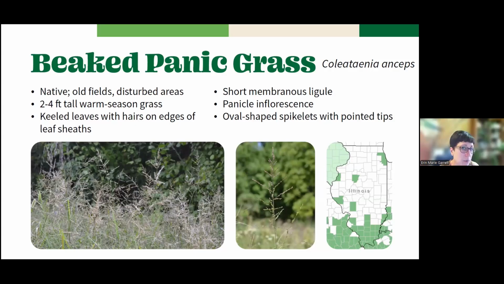And this one has a characteristic we haven't talked about yet. It has what we call a keeled leaf. And that essentially means that, and I think I'm referring to the sheath itself, and I misspoke on that. Yeah, we're going to find a keeled leaf and leaf sheath, which means that those structures look like they were folded like a piece of paper and they retain that crease, that really strong crease. We're going to find hairs also on the edges of the leaf sheath on this grass, as well as a membranous ligule. And then we can see in these photos panicle inflorescence with kind of these oval shaped spikelets with pointed or beaked tips. That's where that name comes from.